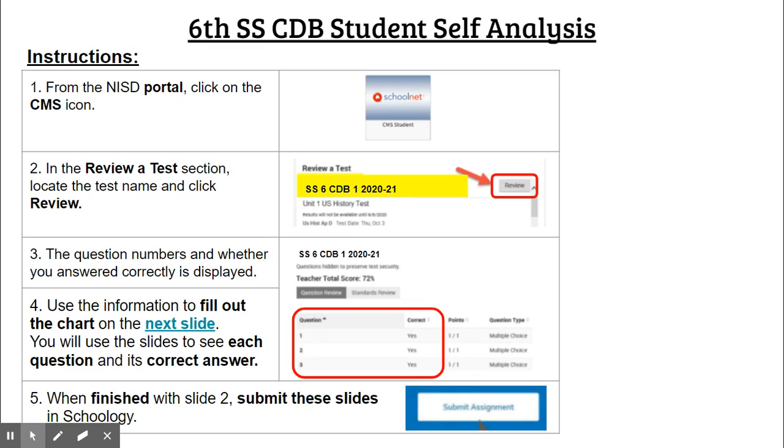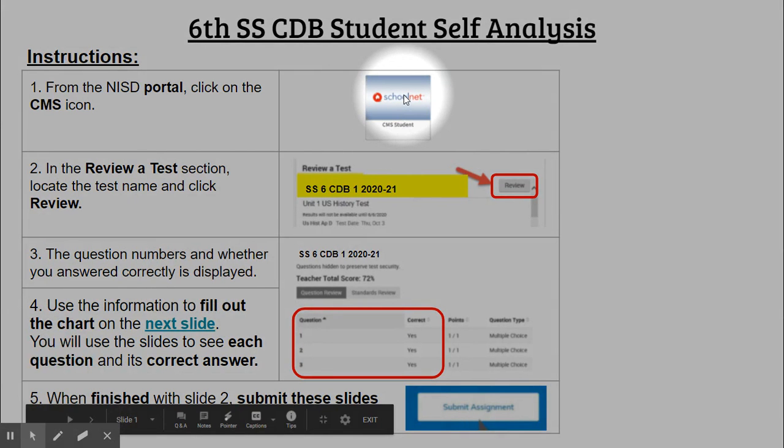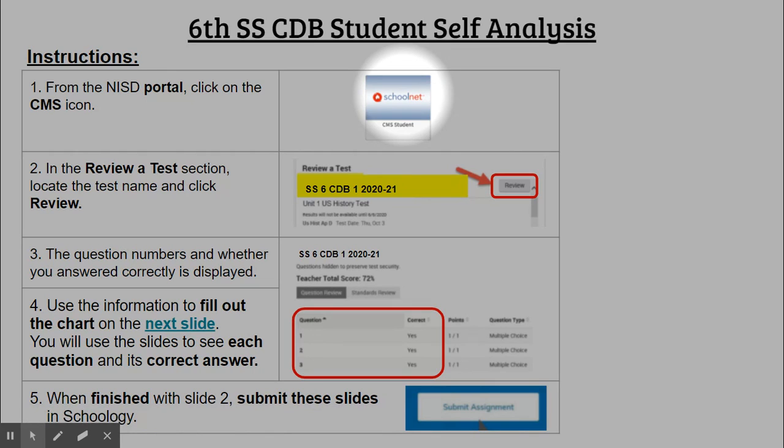You will start with your NISD portal and you will click on the CMS icon. And then when it asks you to log in, remember your login is your S number and your 4x4 password. You will now need to look for a section that says review a test, and you will need to use a drop down and find the test that says Social Studies 6 CDB 1 2020-21 and then click on review.